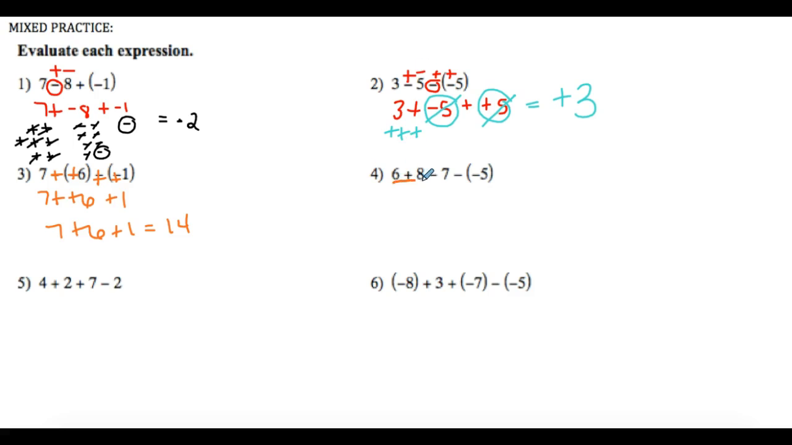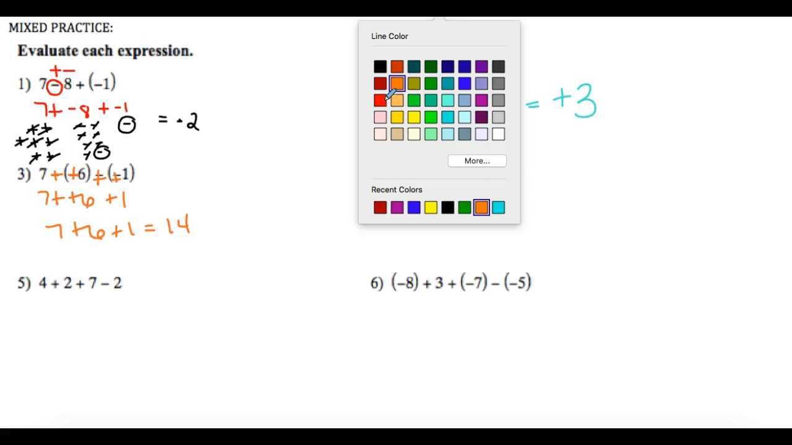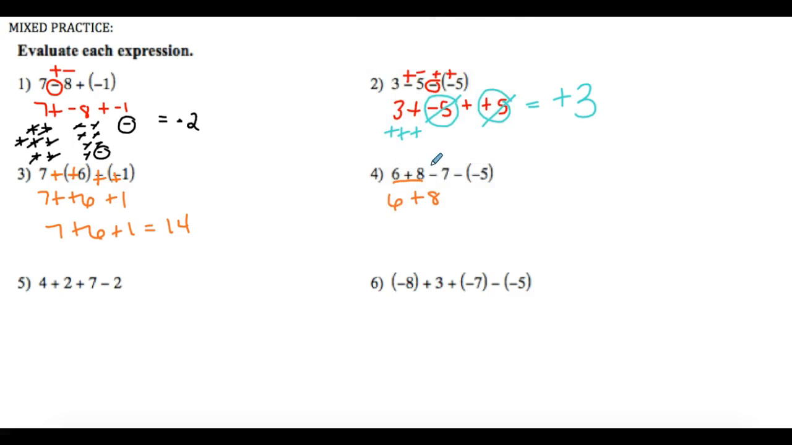So if I look at this first part in number 4, that's positive already, so I can call that 6 plus 8. Then I have a subtracting 7. I'm going to change the subtraction to addition, which means I need to change my sign. So I'm going to add negative 7. Okay, and then I have minus 5. So change that to a plus, change that to a plus. So I'm going to add 5 or positive 5 again.